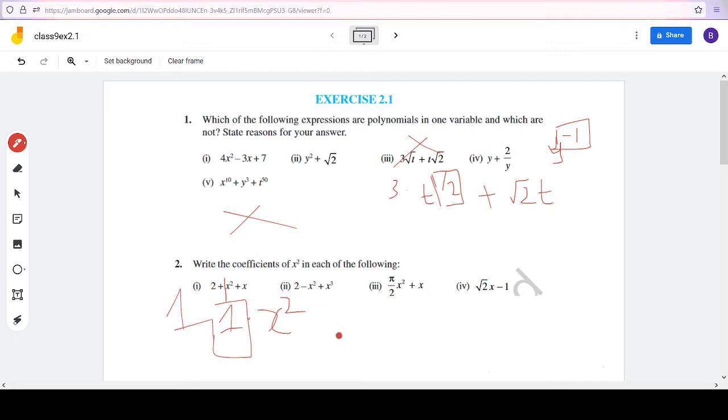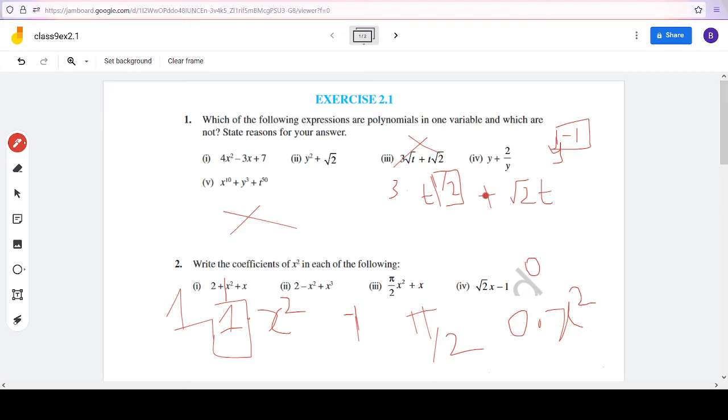Similarly, for the second question, the coefficient of x square is minus 1. And here the coefficient of x square is pi by 2. And here the coefficient of x square is 0, because there is no x square term present; I can write it as 0 into x square. So this is 0.